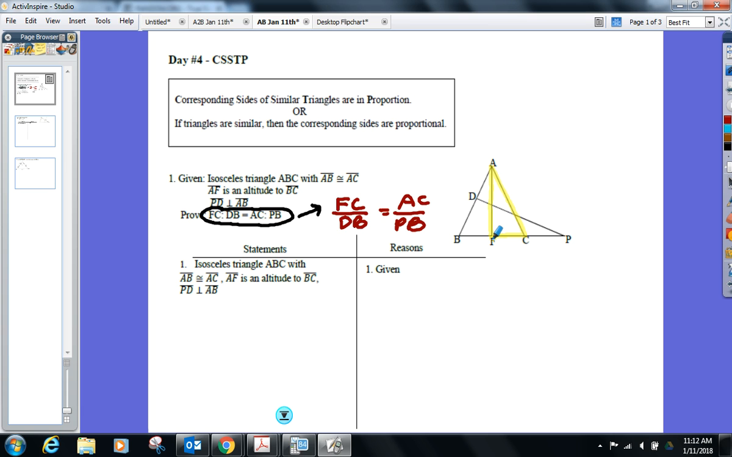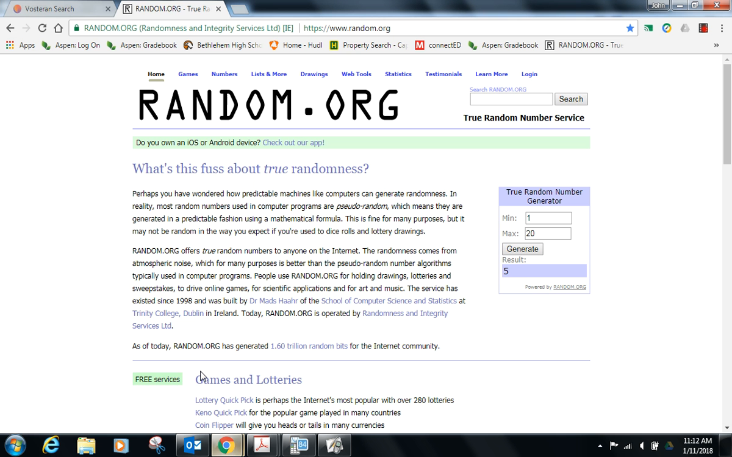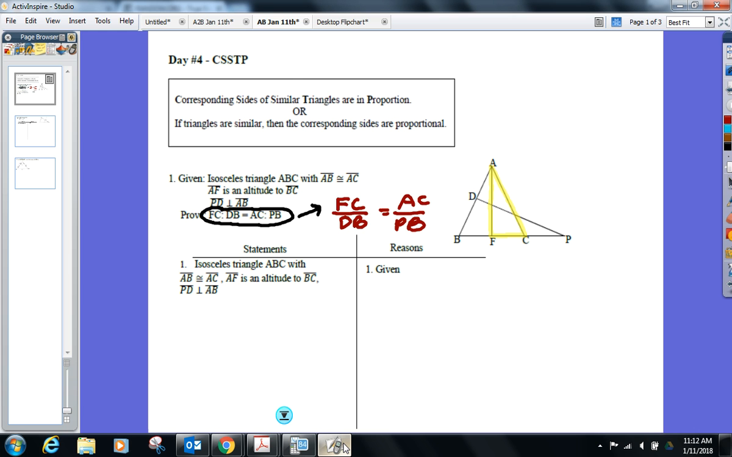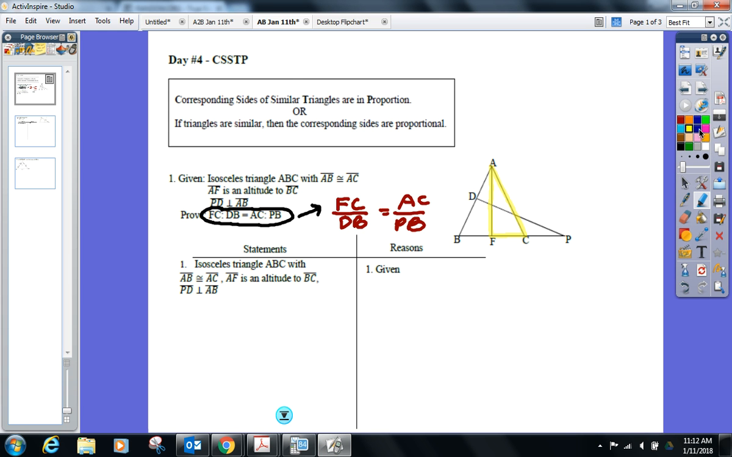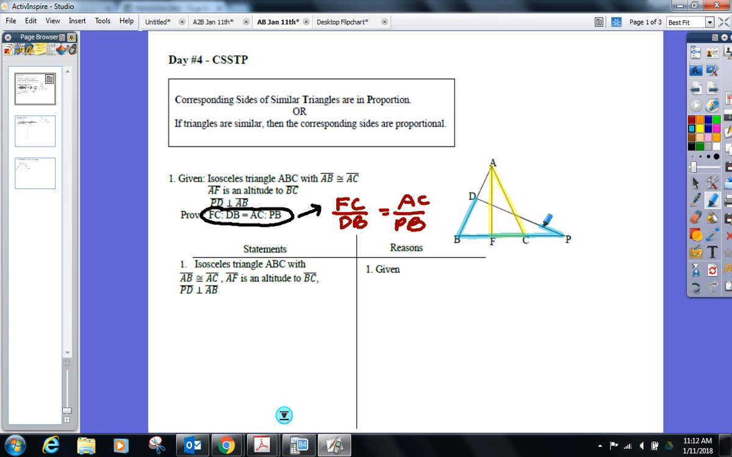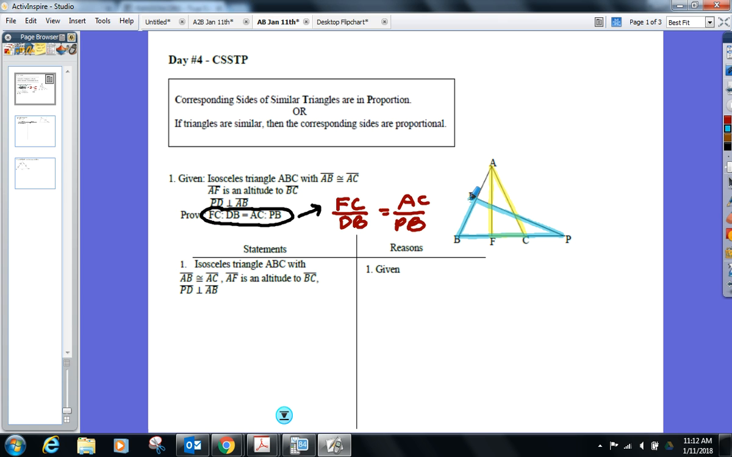Keep looking at the sides in the ratio. I got DB. Is DB a full side in one triangle only? You're darn right it is. What's the other triangle I need? DBP. Nice job, guys. So we've determined the two triangles we need to prove similar. Now this is what we did all day yesterday.